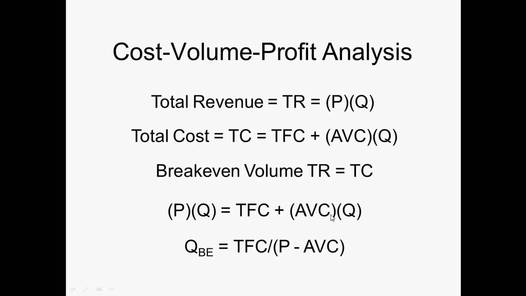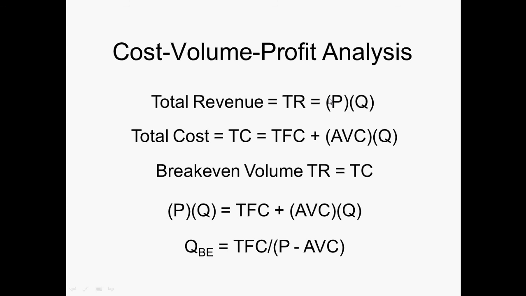So PQ equals average variable cost times Q. You would put these on the same side, and then you divide by P minus average variable cost. You end up with this expression. And so that's the break-even volume. Sorry, it's not optimal necessarily. It's the break-even volume. So that's basically how much you have to sell in order to cover your costs.